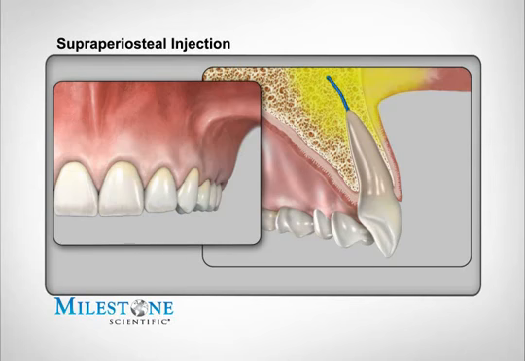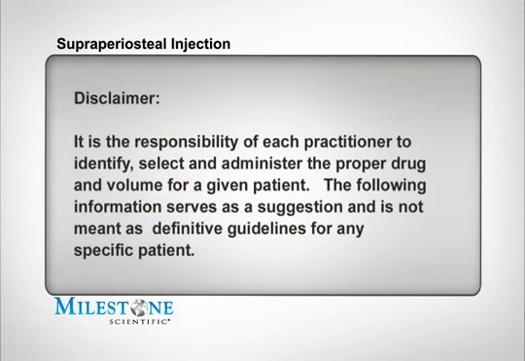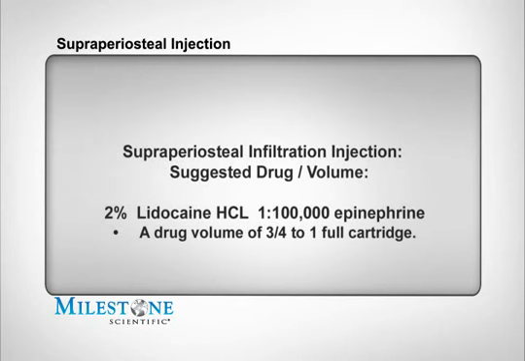It's the sole responsibility of each practitioner to identify, select, and administer the proper drug and volume for a given patient. The following information serves as a suggestion and is not meant as definitive guidelines for any specific patient. The suggested drug and volume to perform the supraperiosteal buccal infiltration injection is 2% lidocaine HCl, 1 to 100,000 epinephrine. A drug volume of 3/4 to 1 full cartridge is the suggested volume when performing the supraperiosteal infiltration.